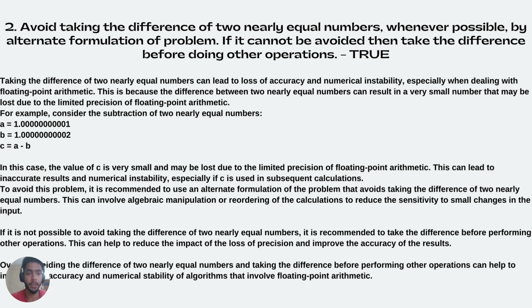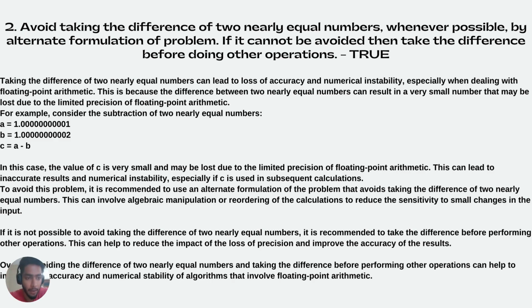Avoid taking the difference of two nearly equal numbers whenever possible by alternate formulation of the problem. If it cannot be avoided, then take the difference before doing the other operation. I would say this statement is true because when we take the difference of two nearly equal numbers, it can lead to a loss of accuracy and numerical instability, especially when we deal with floating point arithmetic, because in the difference between two nearly equal numbers, the result can be very, very little, due to which we can lose precision in floating point arithmetic.